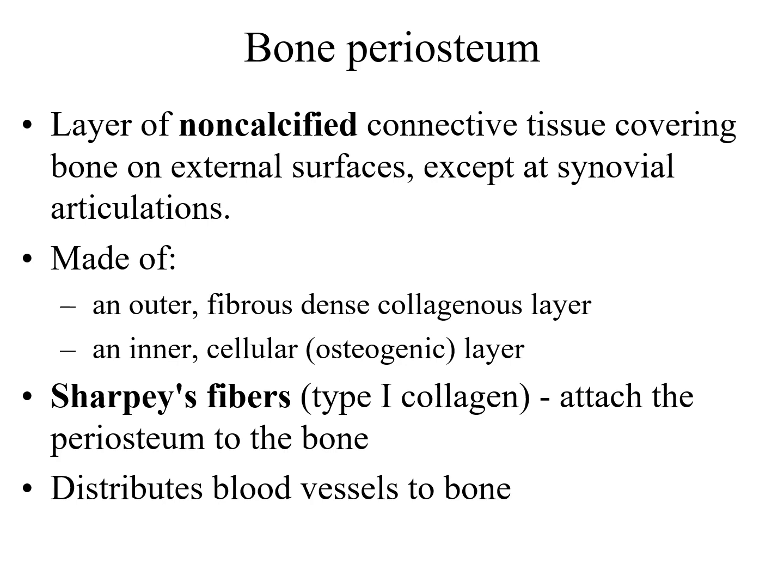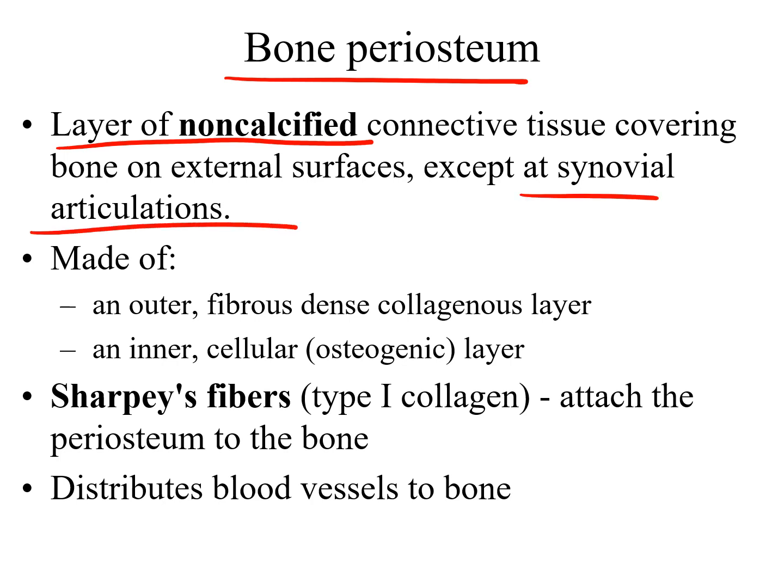So what is the bone periosteum? Usually it's a layer of non-calcified connective tissue covering the external surface, except at the synovial articulation, which is the articular area. Similar to the perichondrium, it consists of two layers. We have the outer fibrous layer, which is dense irregular connective tissue, and the inner cellular layer, which usually contains the osteogenic cells.